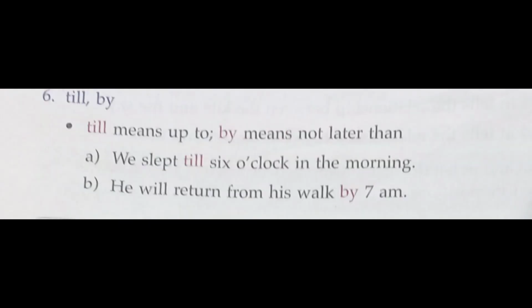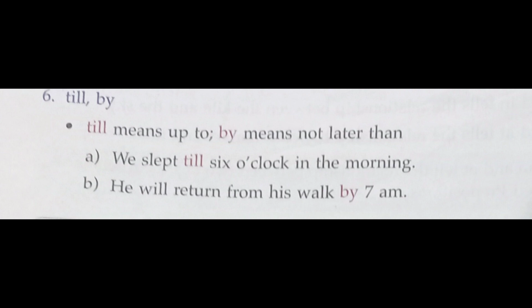Number six, till and by. Till means up to, and by means not later than. Whenever we say that the work will be done till a particular time, it means up to that particular time the work will be finished. For example, I will complete my project work till Sunday. So it means that up to Sunday the work will be finished.